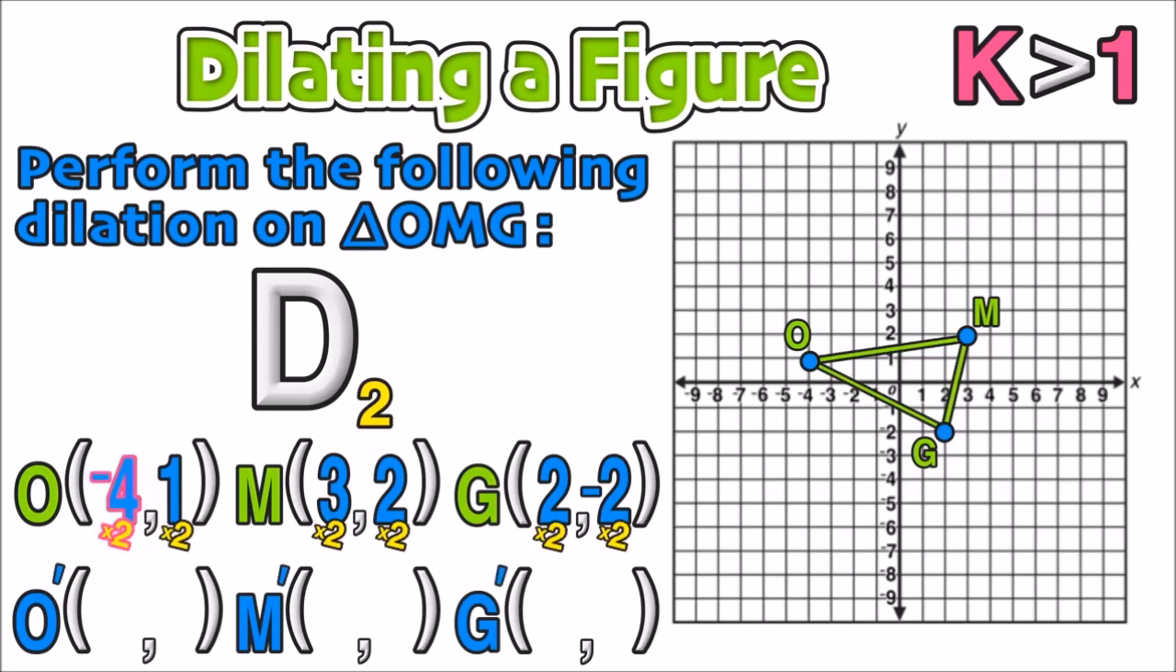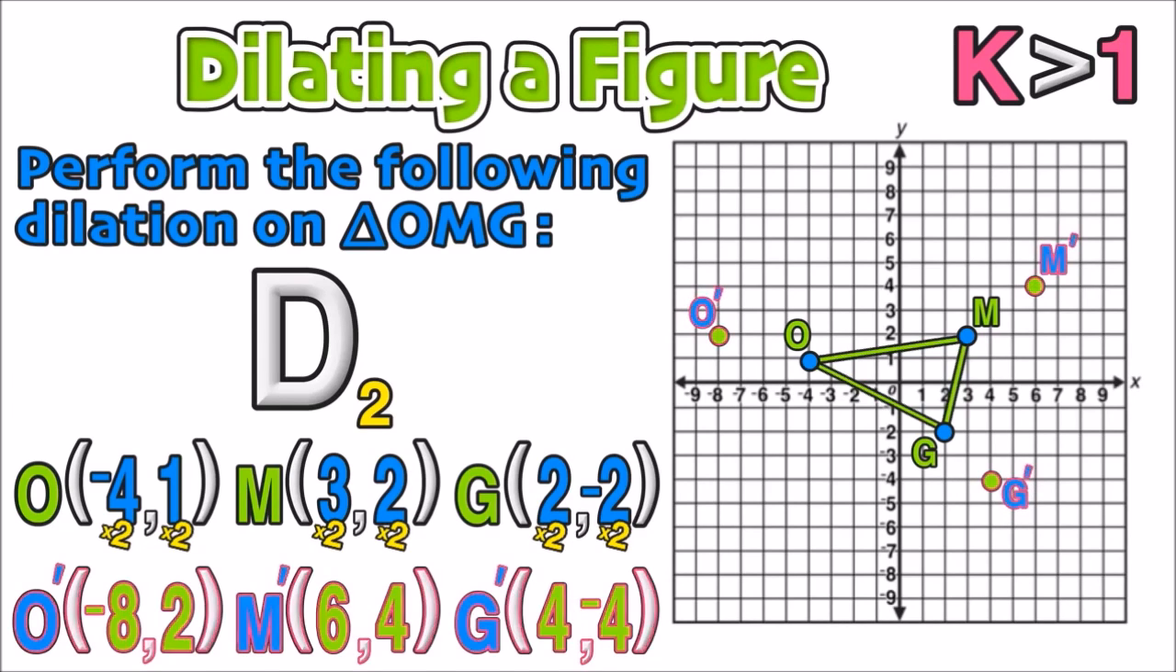Now, -4 times 2 is equal to -8. 1 times 2 is just 2. 3 times 2 is equal to 6. 2 times 2 is equal to 4. Again, 2 times 2 is equal to 4. And finally, -2 times 2 is equal to -4.